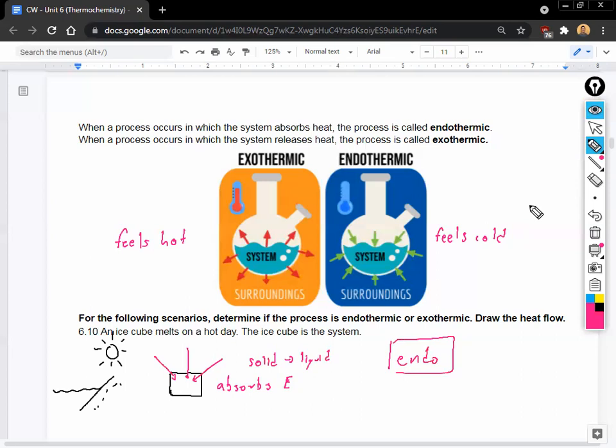Again, you need to specify what the system is, because if we say the air around the ice cube is the system, that means the system would be exothermic because it would be giving energy to the ice cube.